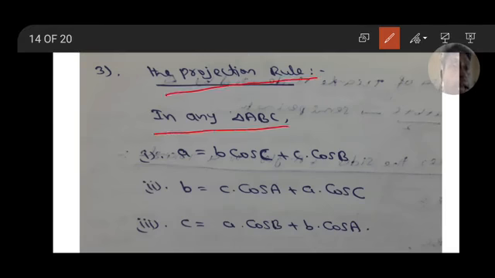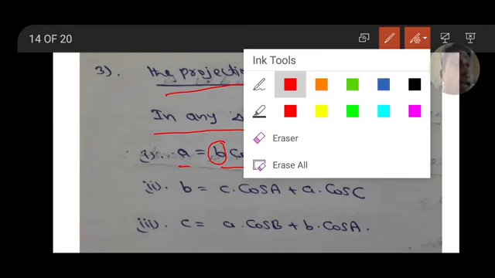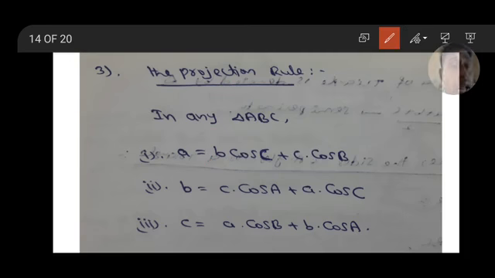In any triangle ABC, a = b cos C + c cos B. Here b and c are lengths of sides, and capital C and capital B are angles. Okay, how to remember this one?